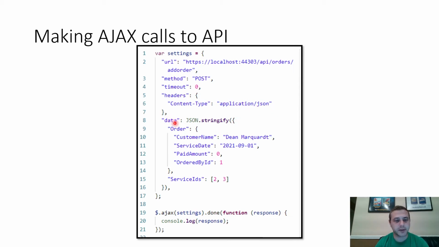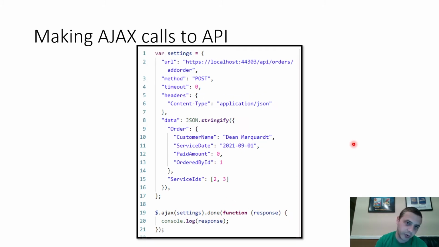And then here I'm passing data, and you can see that I'm stringifying this information. Now my endpoint accepts an order object, and it also accepts service IDs. So you can see here that I'm passing it like that, and this is how I'm structuring the orders object. And here I'm making that AJAX request. So I'm putting the settings in here, capturing the response in here, and then I'm consoling it out.